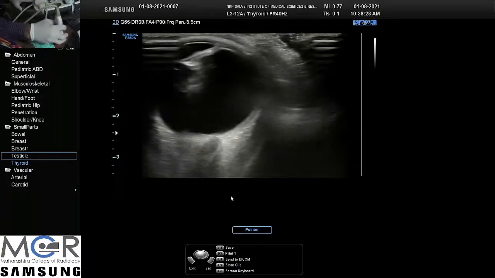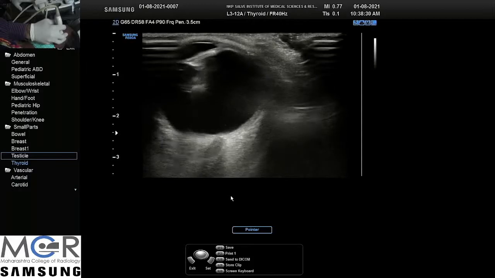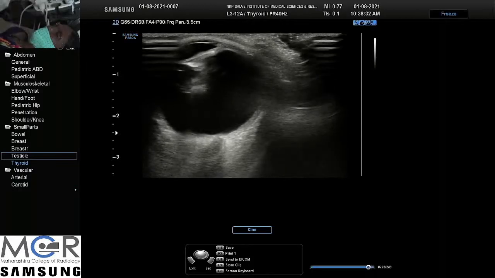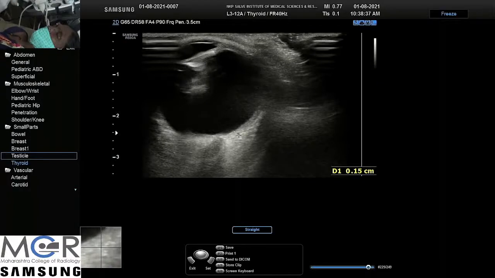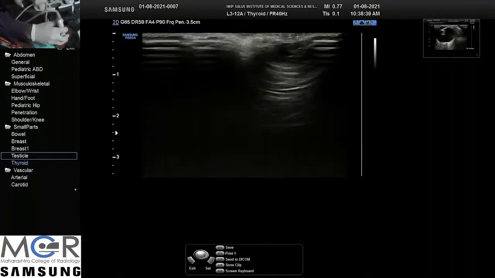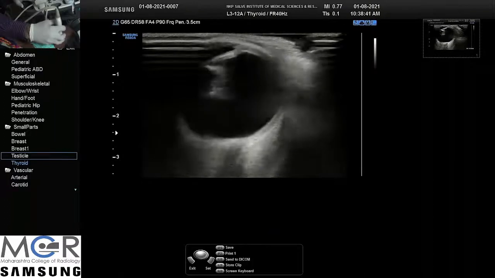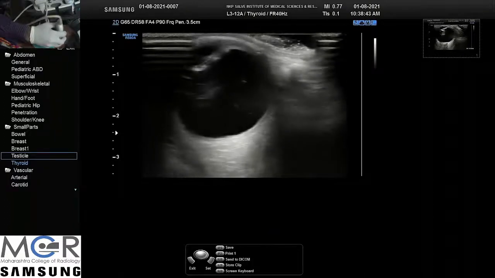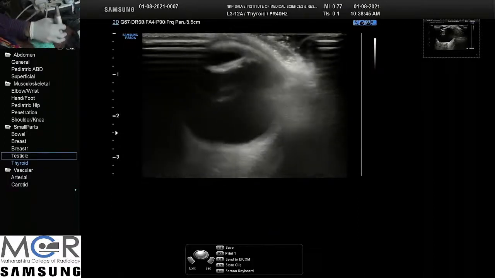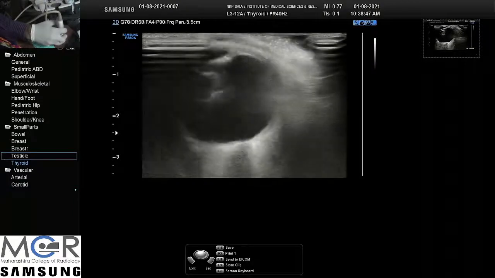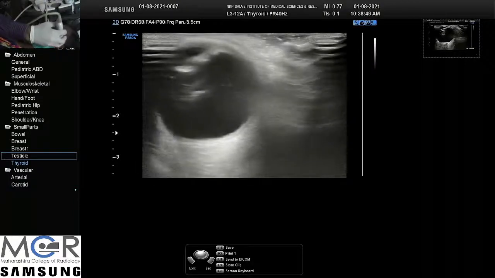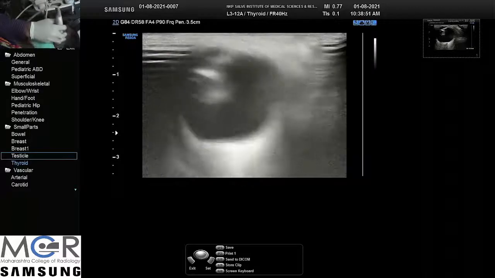The posterior segment, we can measure this RC complex here. It is 1.5 millimeters. So apparently the structure looks okay. We will just see whether anything is there in the vitreous.